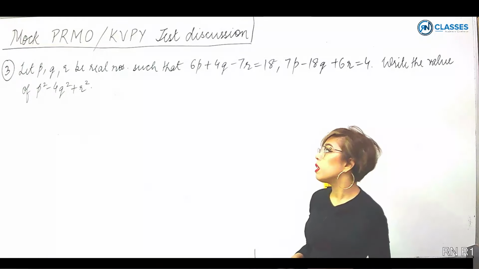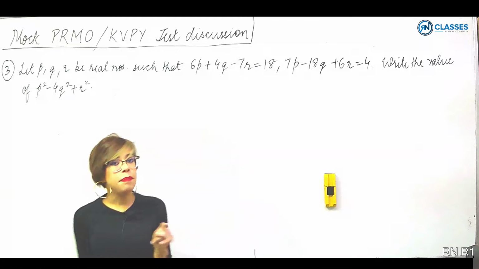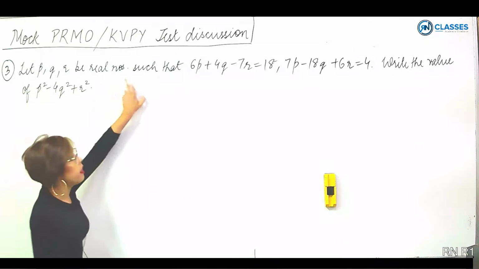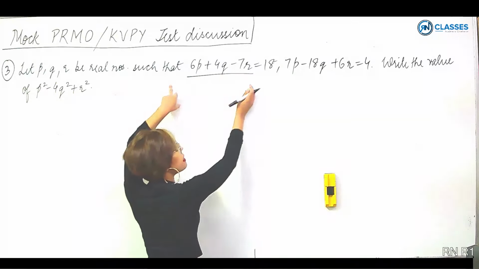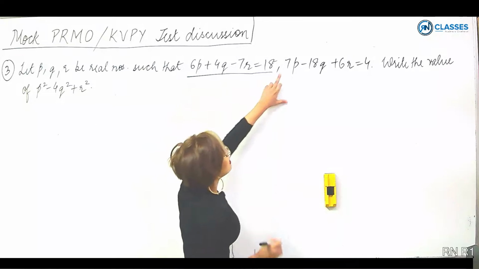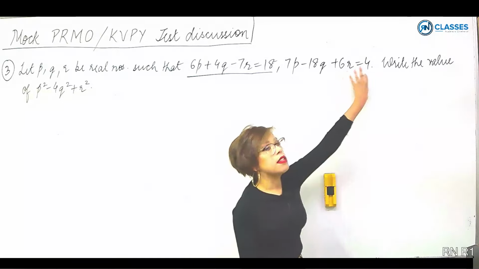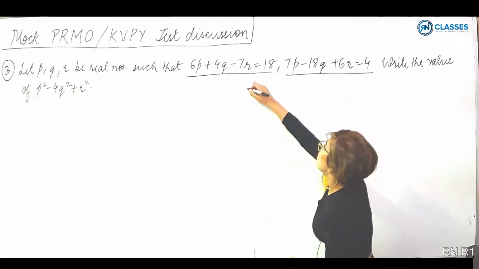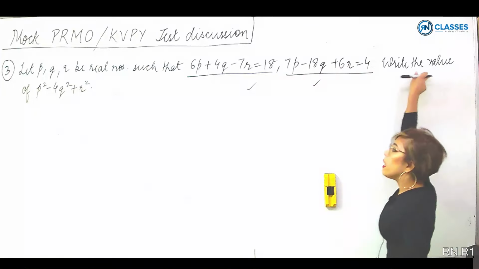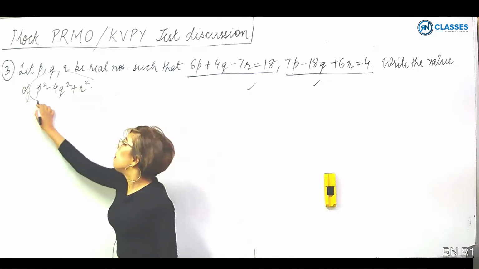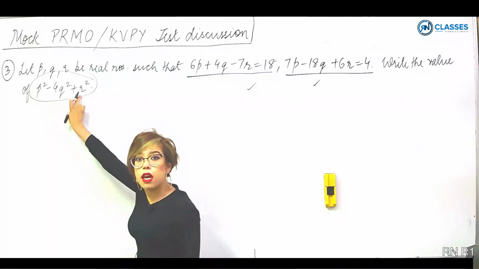Alright, now on to the third question. Now he says let P, Q, R be real numbers such that 6P plus 4Q minus 7R is equal to 18, and 7P minus 18Q plus 6R is equal to 4. As in these two equations are given. You need to write the value of this expression: P square minus 4Q square plus R square.